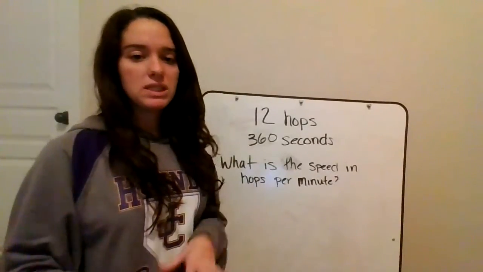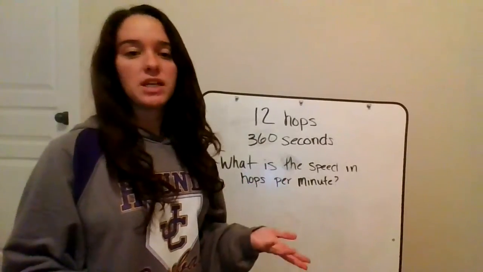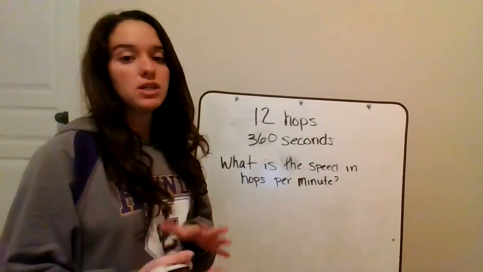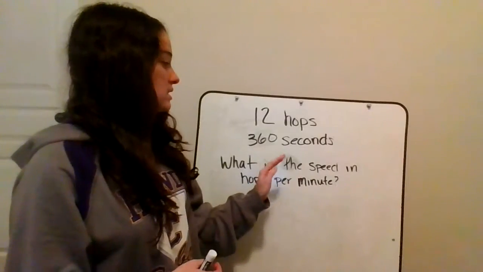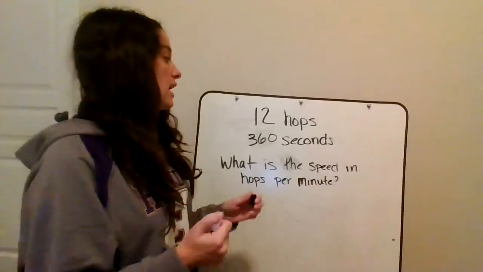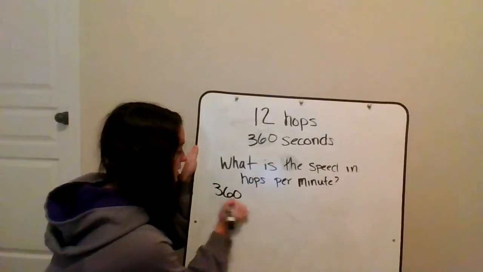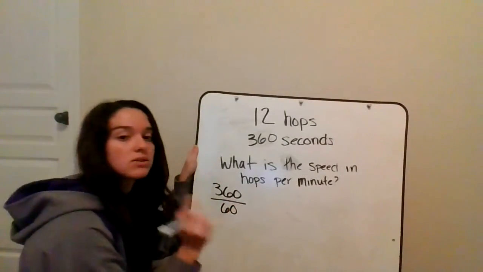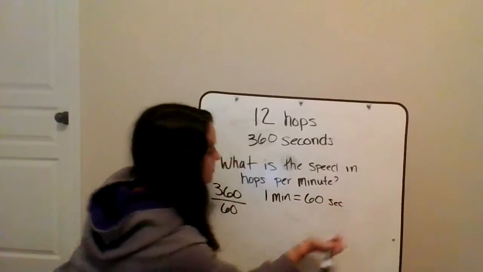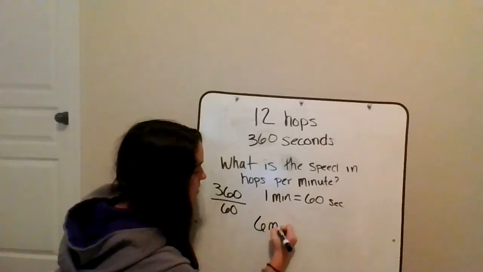Alright, so our first example is pretty easy. Now we're going to move on to a little bit more of a complicated example. Let's make up an example. Tim hops 12 times in 360 seconds. What is his speed in hops per minute? Our first problem is we have to figure out how many minutes are in 360 seconds. You would do 360 divided by 60, because 1 minute equals 60 seconds. When you do 360 divided by 60, your answer is 6 minutes.